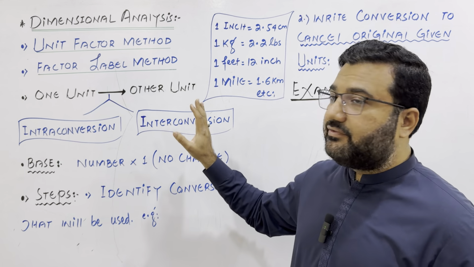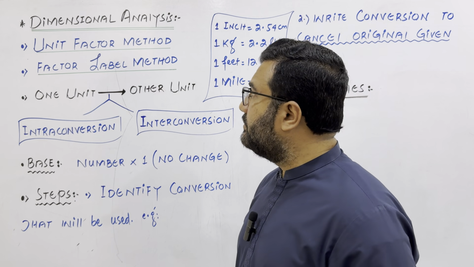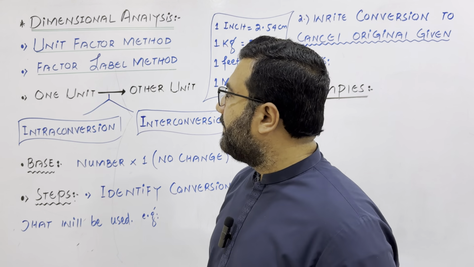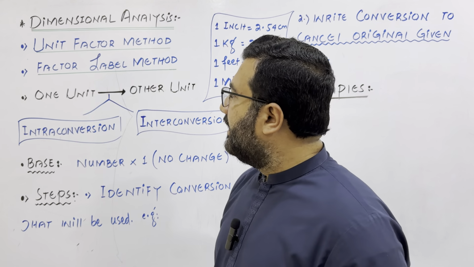Dimensional analysis is also called the unit factor method and the factor label method. These are two other names for the topic, and most students are familiar with it by the name unit factor method. Now, why is dimensional analysis used? It is used to convert one unit into another unit.